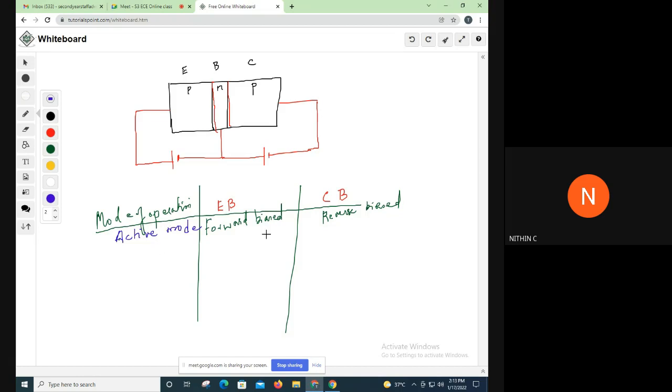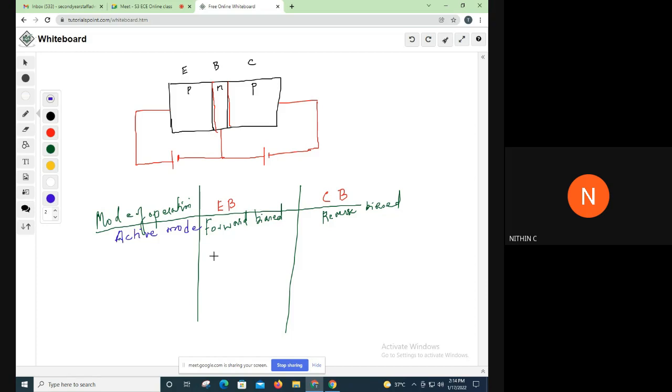So similarly, how many combinations can we have? How many combinations are possible like this? First the emitter base junction forward biased and the collector base junction reverse biased. Now how many combinations are possible with these two junctions? How many biasing combinations are possible with these two junctions? Yes, 4 combinations are possible.